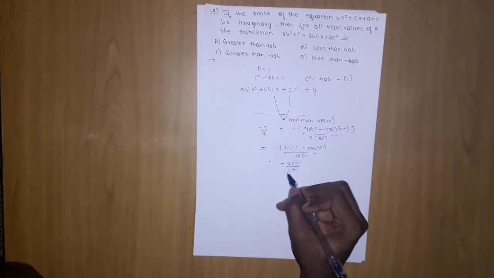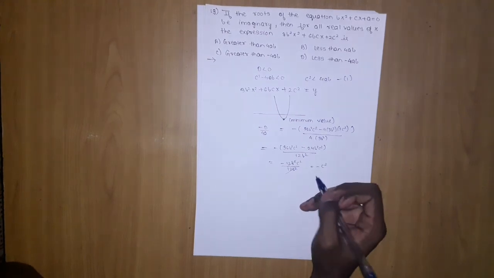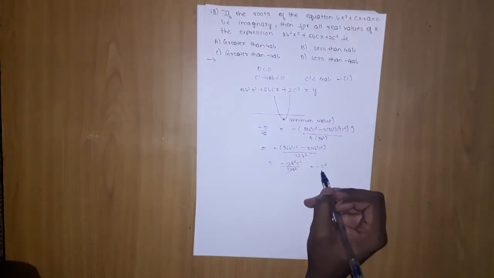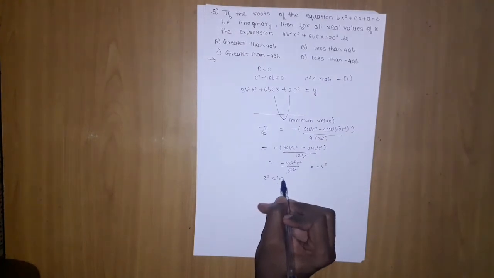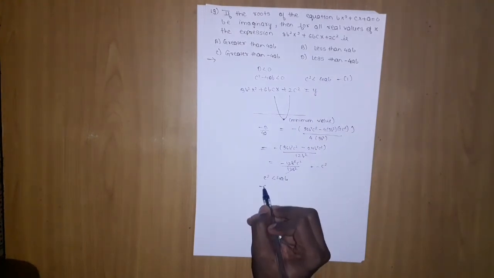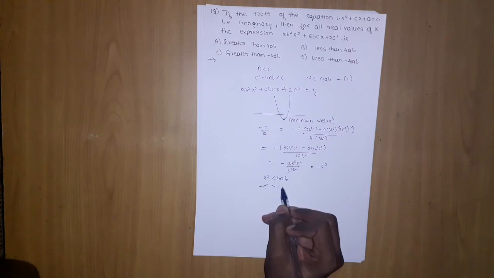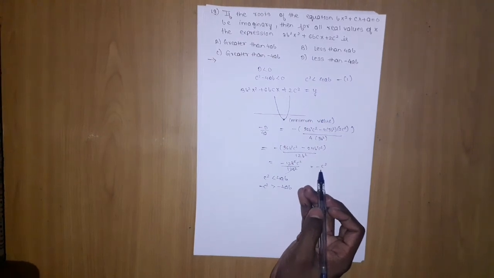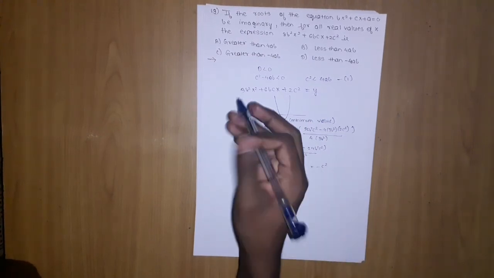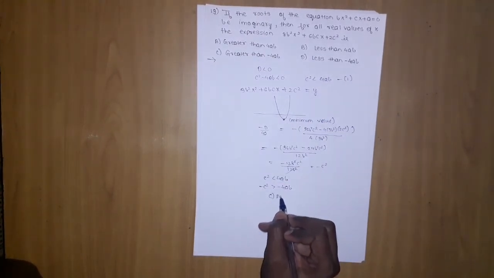So this term will cancel out and it will give us minus c square, which is its minimum value. And we have c square less than 4ab. Then minus c square will be greater than minus 4ab. So the expression will be greater than minus 4ab. So C is the answer.